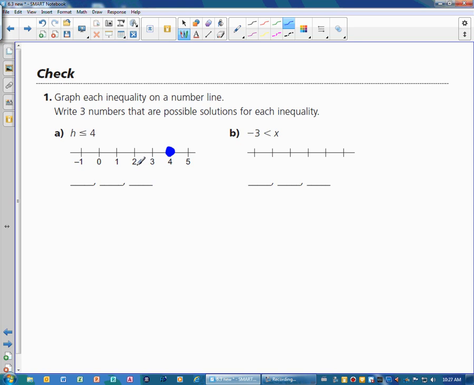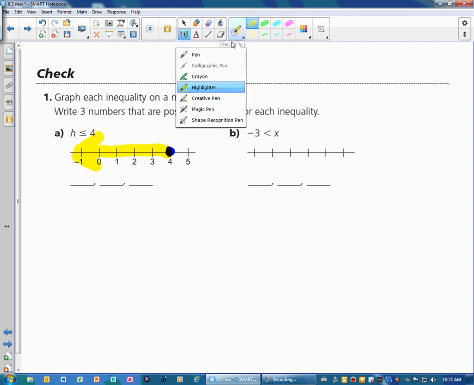And you know what? The number line's kind of telling you, we can't be over here, can we? We haven't given you any room. So the number line's kind of giving it away for you. h is less than or equal to 4, so of course we're talking about on the left. Okay, less than is this way. So anything that way is valid for an answer.